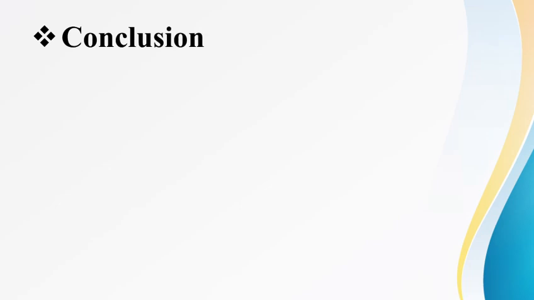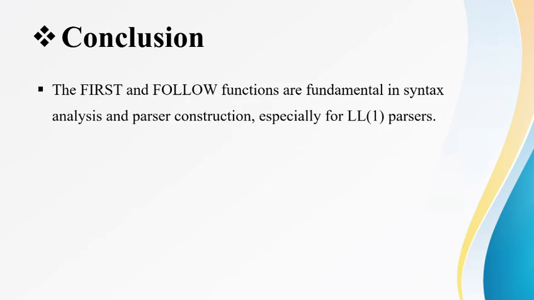Conclusion. To conclude, the First and Follow sets are critical for building parsing tables. They help in deciding which production to use, detecting syntax errors early, and making sure the grammar works for a top-down parser. Having a good grasp of this helps us build efficient and error-free parsers.